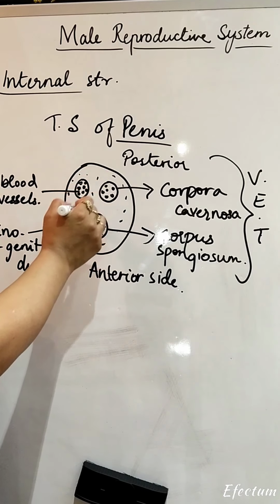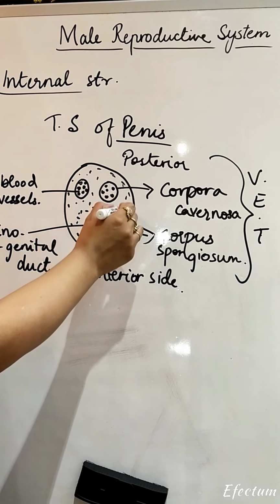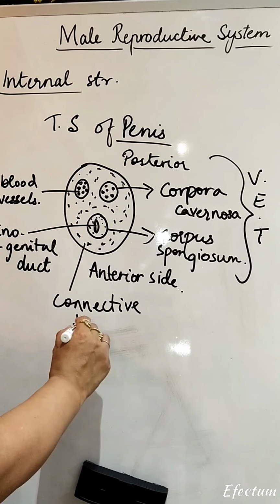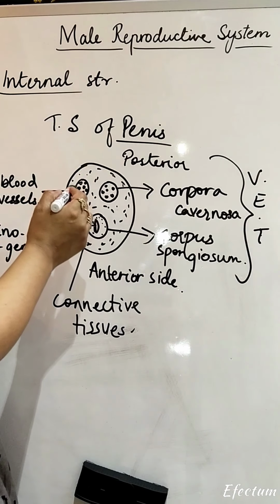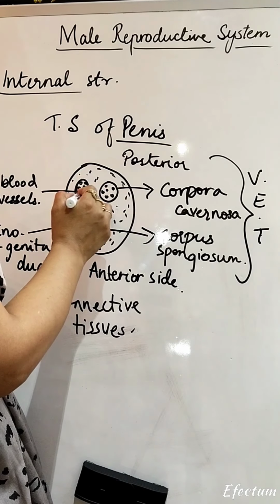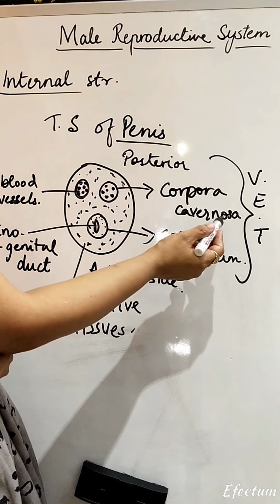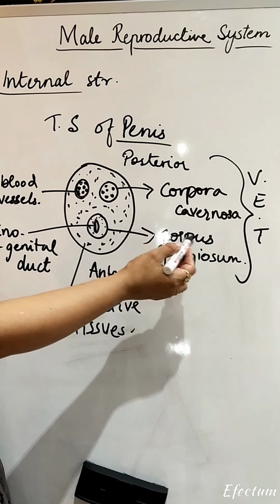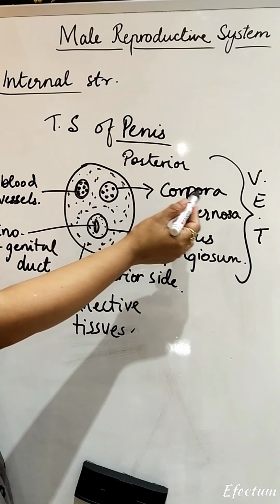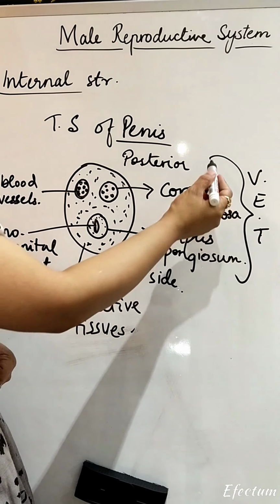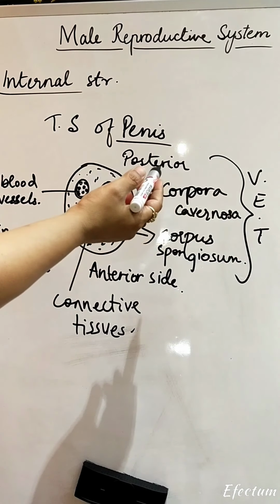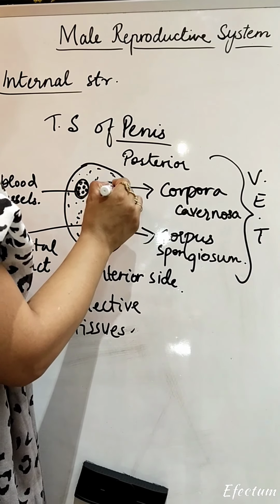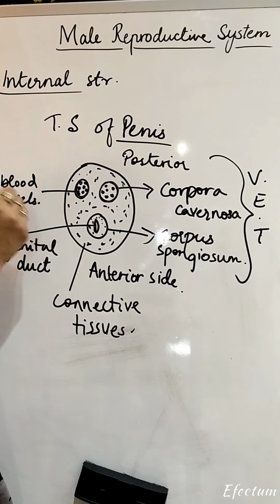So this is the transverse section of penis, and these three highly vascular tissues are surrounded by connective tissue. The posterior side has two highly erectile tissues known as corpora cavernosa, and at the anterior side there is a single highly muscular erectile tissue known as corpus spongiosum. Together, corpora cavernosa and corpus spongiosum are known as vascular erectile tissue, and they are erectile or highly vascular due to the rich supply of blood vessels.